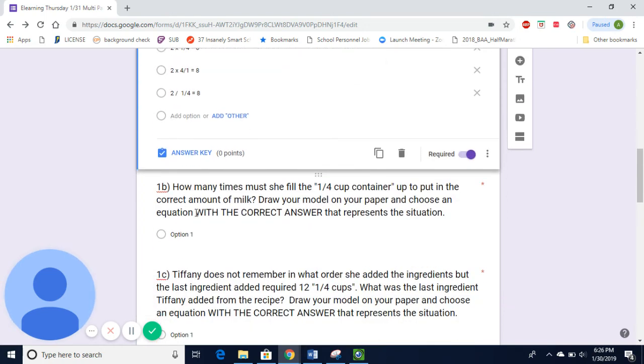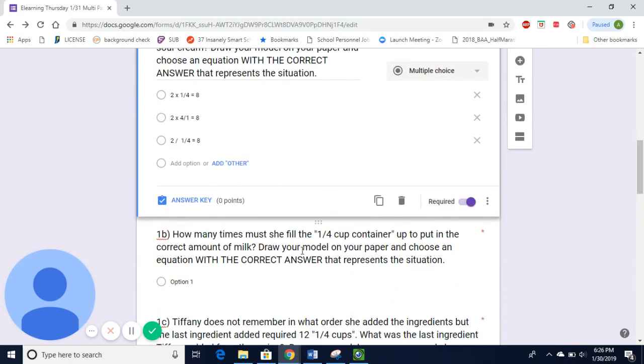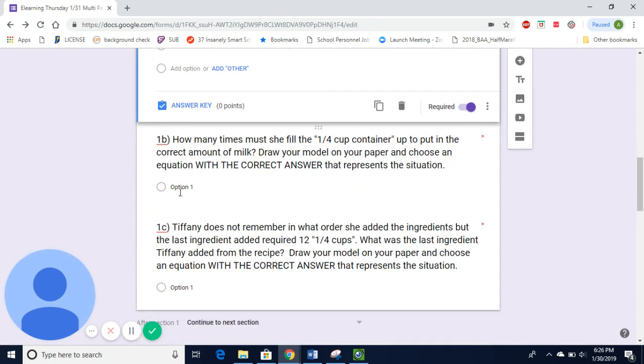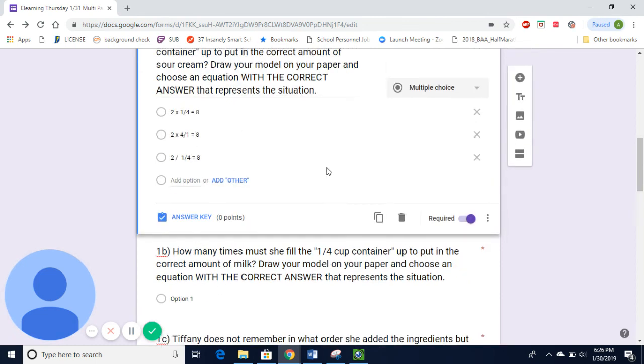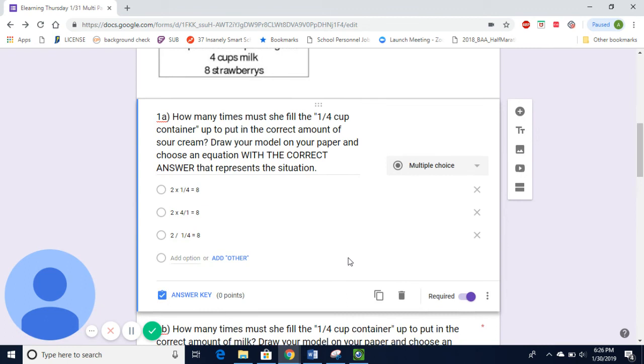So now you're going to do 1B and 1C. They are very similar to this, just a couple different numbers or asking about different parts of the recipe. When you do it, you'll have your options here for you, so don't worry about that. All right, so after you get 1B done and 1C done, you move on to the next section where you'll find the next video.